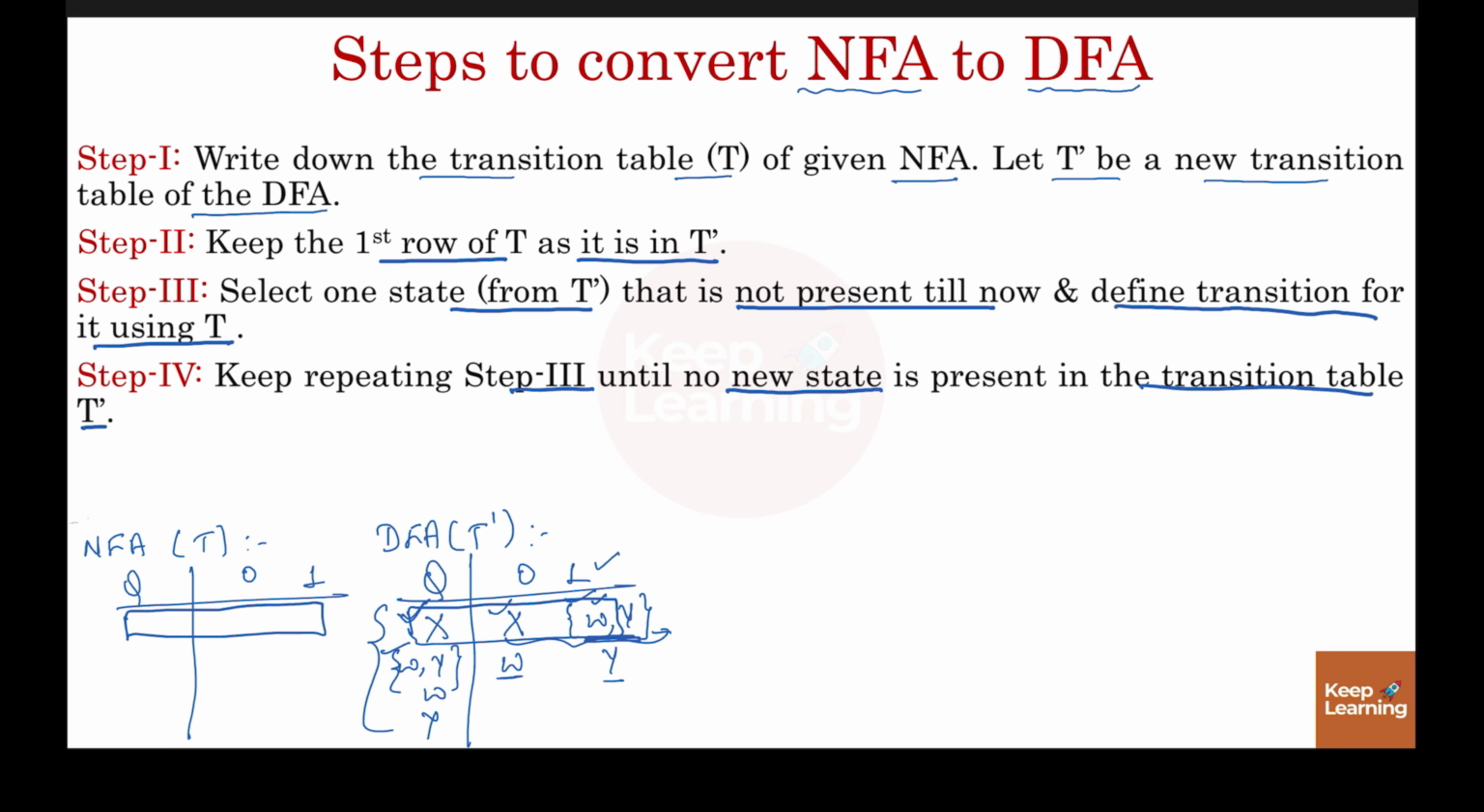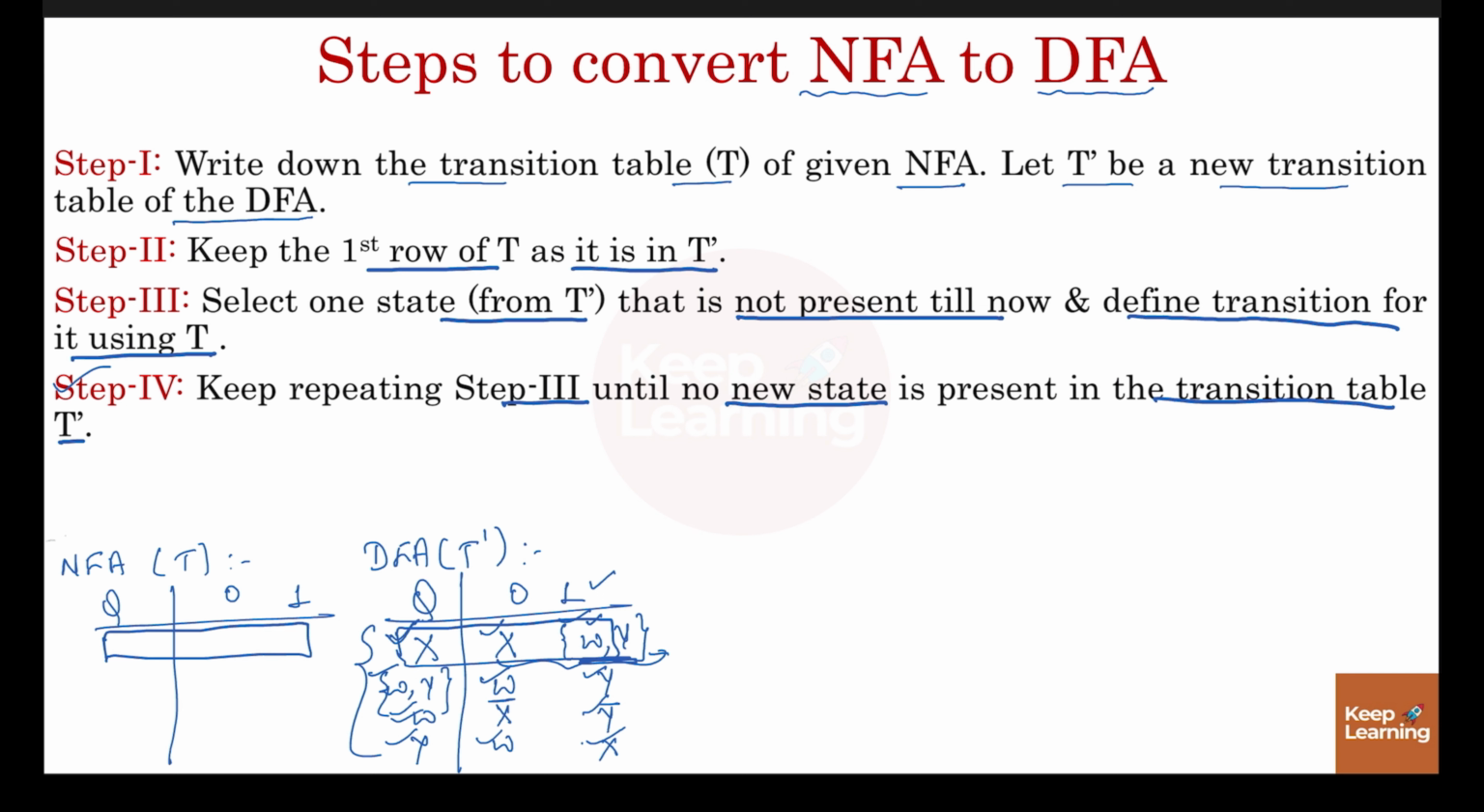Let's suppose from W by taking 0 we are reaching X, and by taking 1 we are reaching Y again, and from Y after taking 0 we are reaching W, and by taking 1 we are reaching X. So now you can see W is defined here and Y is defined here and X is already defined here. Okay, so now no new state is present. It means the fourth step is completed.